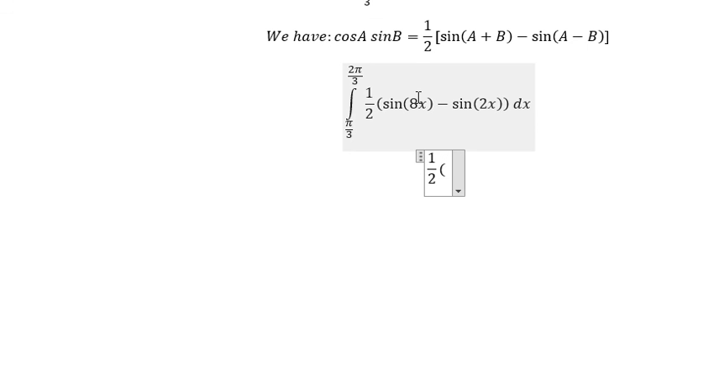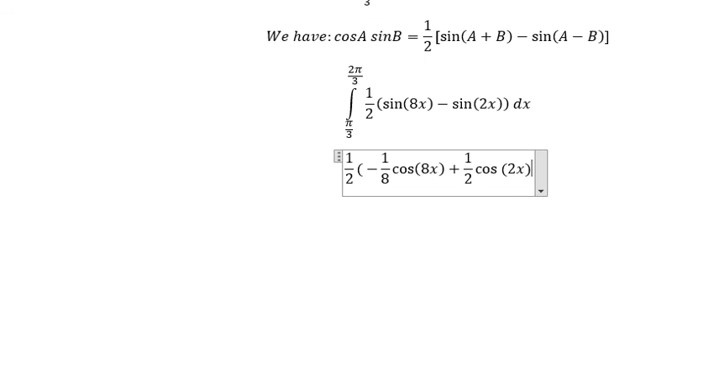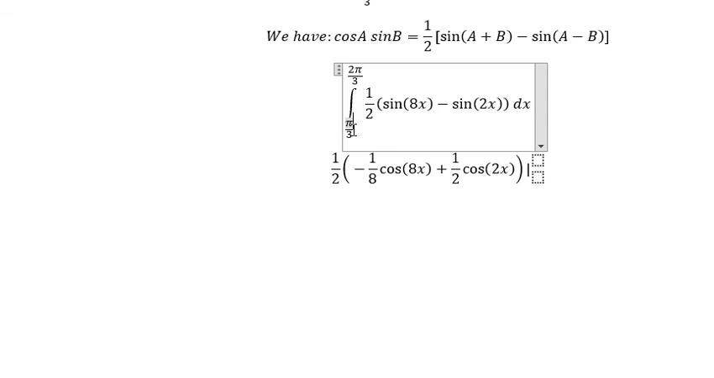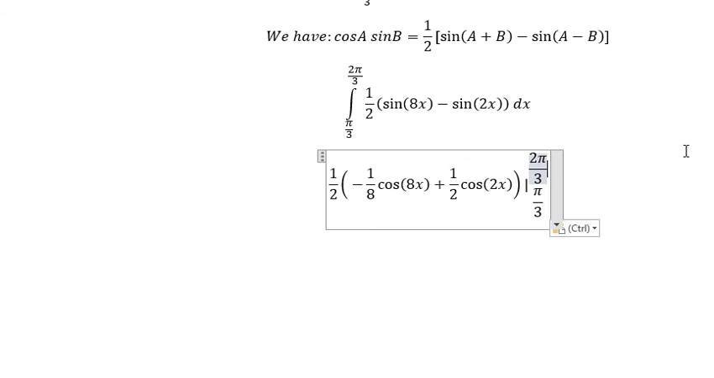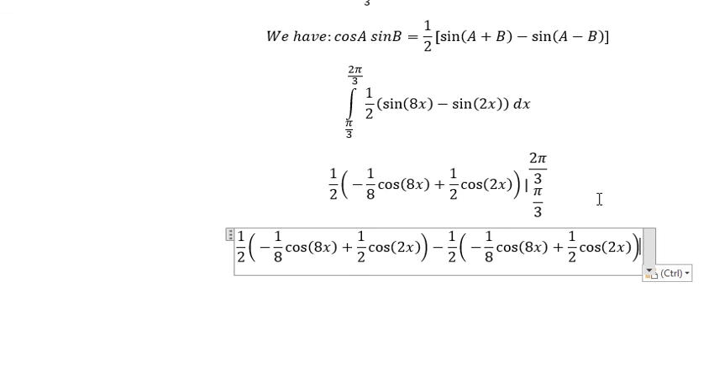The integration of sine 8s, we have negative 1 over 8 cosine 8s. The integration of this one, we have positive 1 over 2 cosine 2s. And we put the bounds from b over 3 to 2b over 3. And now we have the final answer.